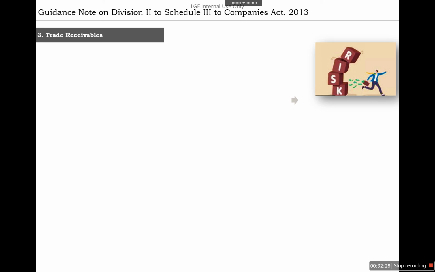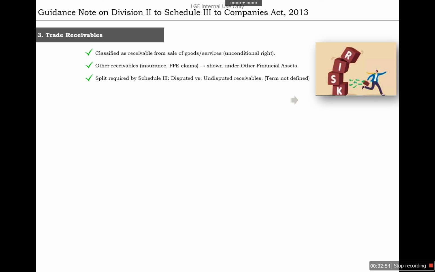In case of trade receivables, we need to classify the trade receivables from the sale of goods and services, where we have the unconditional right. Apart from it, receivables that are not from trade will be shown as financial assets. We need to split the trade receivables between undisputed and disputed, and the terms disputed and undisputed are not defined in Schedule 3. We need to show the ageing of trade receivables also according to the due date, and disputes are to be considered for impairment assessment purposes.